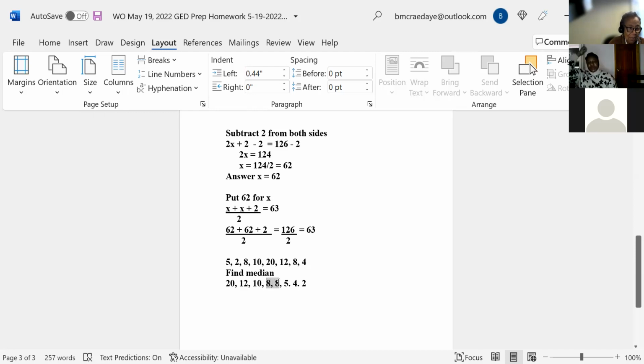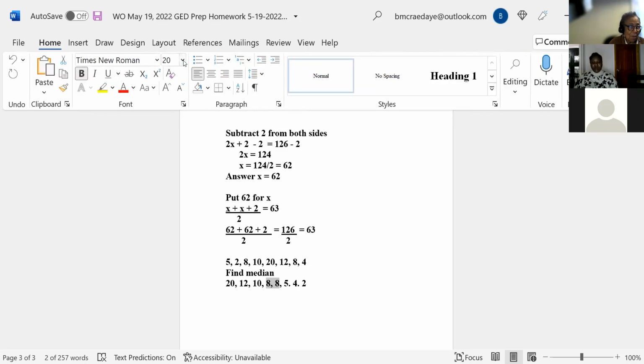Let's make those bigger. All right, so those in the middle. Let's use the commas, be consistent. So you didn't really have to average the 8s because they're the same, right? Yeah, so the median is equal to 8. Median equal 8.